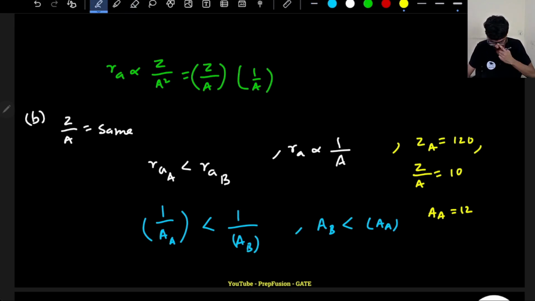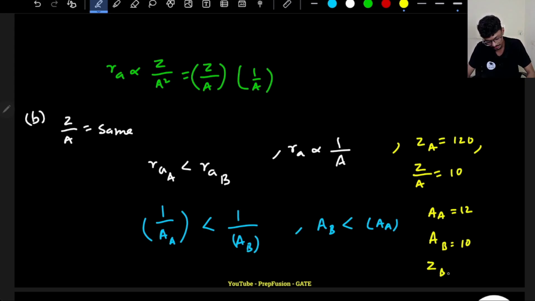I have to assume a number for ZB as well. Other than that I will not be able to do it. But Z by A will be the same. ZB also I should know, else I won't be able to figure it out. But the number of parallel paths here will be something lower. So if I assume something like 10, right? If A is 12, then B should be something lower, so it is 10.